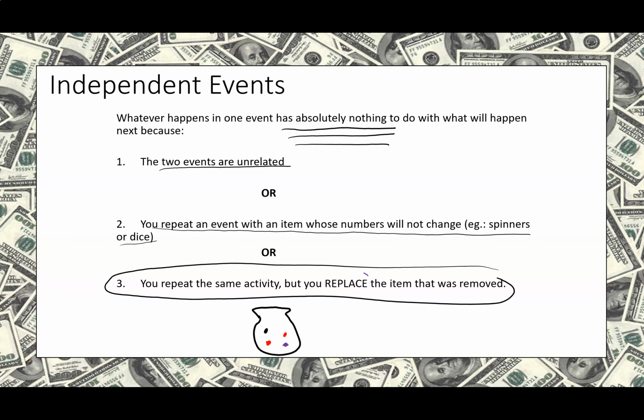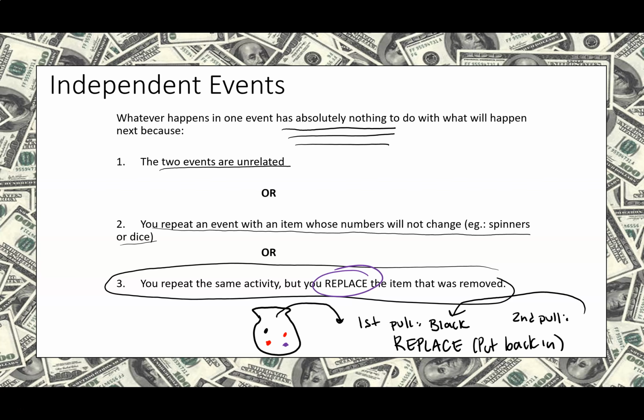And this is talking about replacing. So let's say that on your first pull, you got a black. But then you replace it, meaning that's a fancy way of saying you put it back in. Now the second pull, is that influenced at all by what you pulled out first? Absolutely not, because you put that marble back into the bag. So these would be independent.